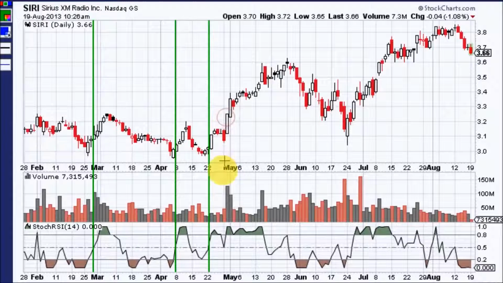So that's exactly what you want to see, is the biggest volume on the chart as the stock breaks out into blue sky territory above all levels of resistance.